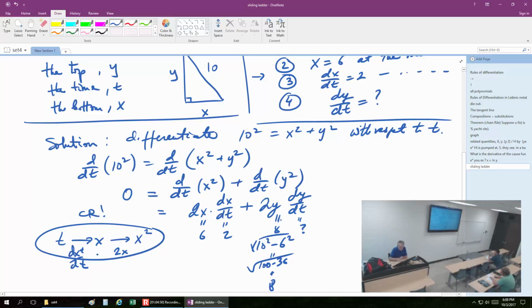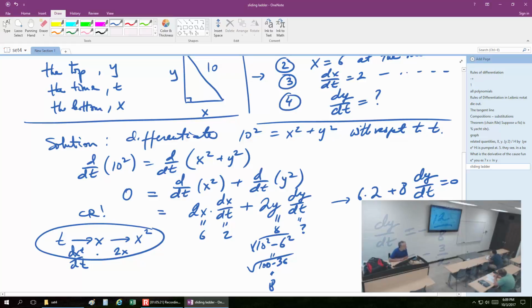And that does it, because now we have 6 times 2 plus 8 times dy/dt equal to 0, so dy/dt is equal to negative 12 over 8, or negative 3/2.